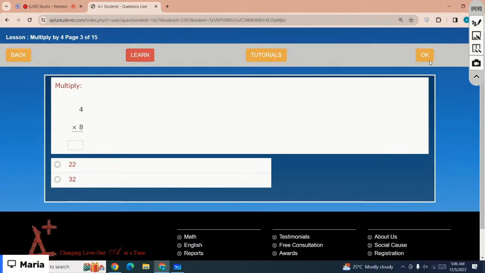We're working on grade 3 math. The chapter we're working on is multiplication skill builders, and the lesson we are working on is multiply by 4. Yes, 4 times 8 equals 32. The correct option is 32.